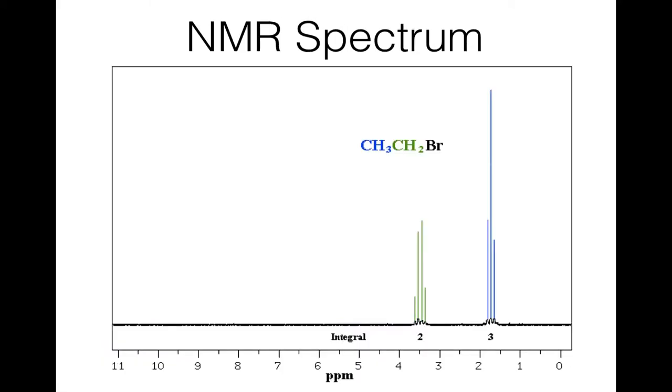Let's review this NMR spectrum. In this example, the green hydrogens in the ethyl bromide are closer to the bromine. The green hydrogens have a higher ppm, downfield, because of the deshielding effect from the bromine next to them. The deshielding effect on the blue hydrogens is less compared to the green hydrogens. Therefore, the signal from the green hydrogens is at 3.5 ppm, while the blue hydrogens are at 1.75 ppm.